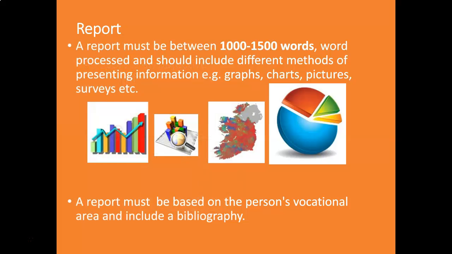A report must be between 1,000 to 15,000 words, for example, so a basic communication report. The word processed report should include different methods of presenting information, for example, graphs, charts, pictures, surveys, etc. A report must be based on the person's vocational area and include a bibliography. I've done all this before and I did exactly what this slide says. I did everything. I did all my vocational area on my report and included my bibliography.